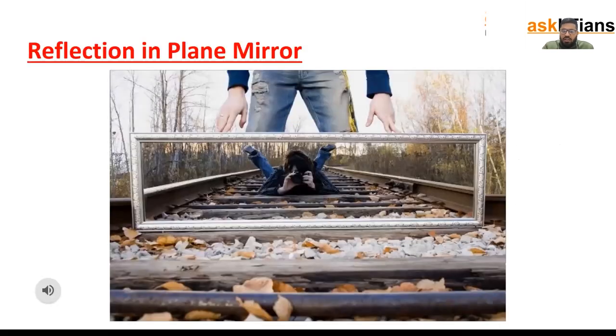This is clear. Now we are going to see what reflection is. Can you see this image? In this image, a person is clicking a photo, I guess on a railway track.